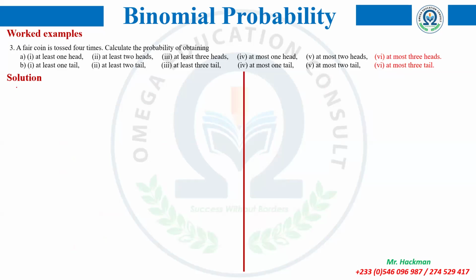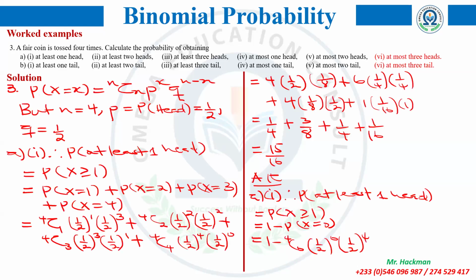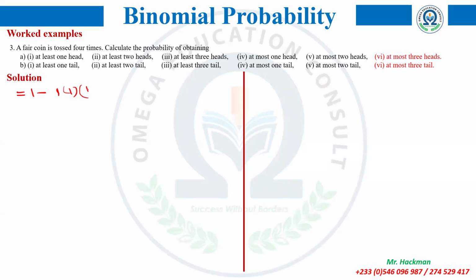Which will be equal to 1 minus 4 combination 0. Any number combination 0 is 1. Do you agree? So it will be 1 times 1 over 2 to the power 0, which will also give us 1. Then 1 over 2 to the power 4 will give us 1 on 16. So in effect we are going to get 1 minus 1 on 16. As you mature, you could have written the 1 on 16 straight away. Now this will be equal to 15 on 16.